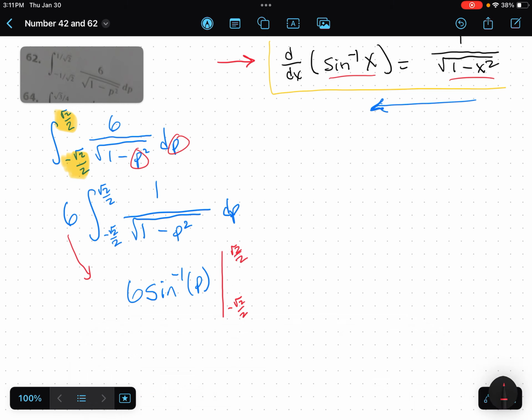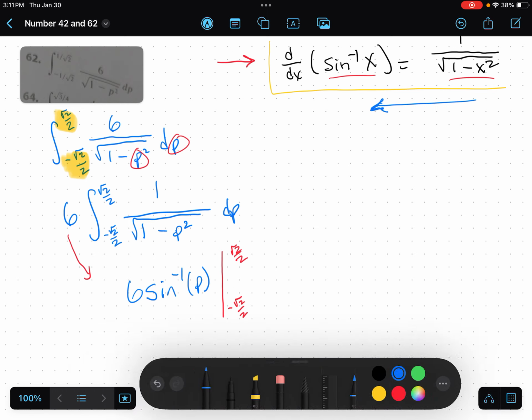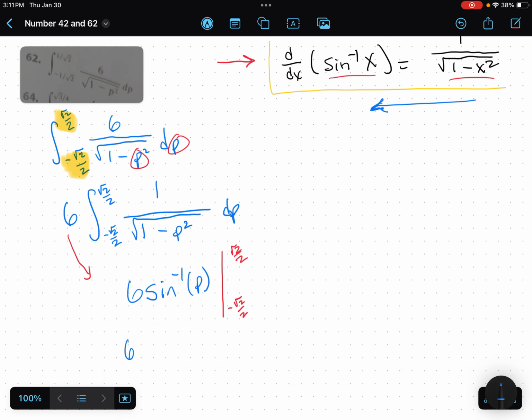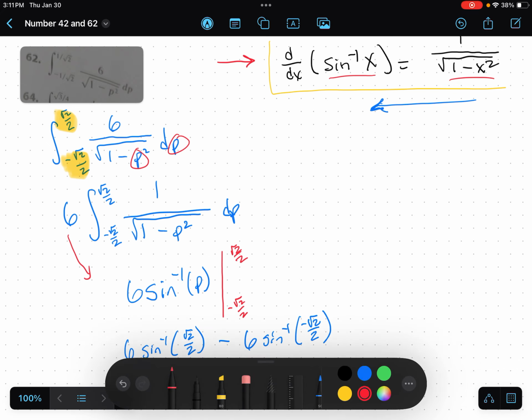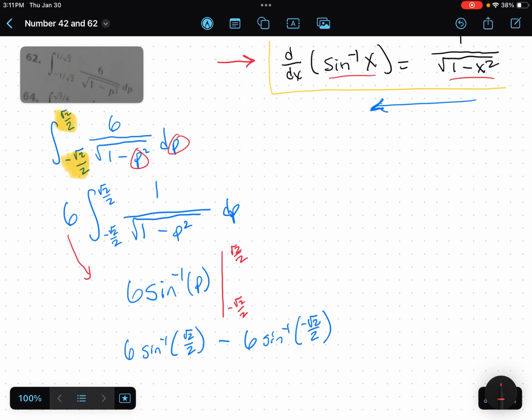And so what that looks like, let me get some blue here, is I'm going to do 6 inverse sine of positive square root of 2 over 2 minus 6 inverse sine of negative square root of 2 over 2. These inverse trig functions each return an angle, so it's going to be some value off the unit circle. The angle that gives you a sine of square root of 2 over 2, that's pi over 4. So this is just 6 times pi over 4.